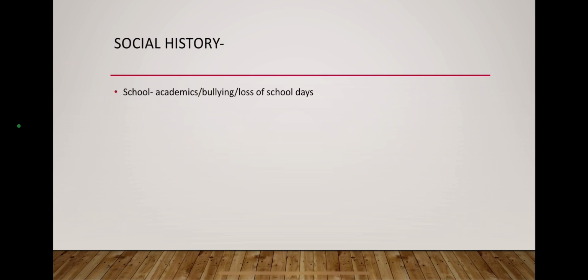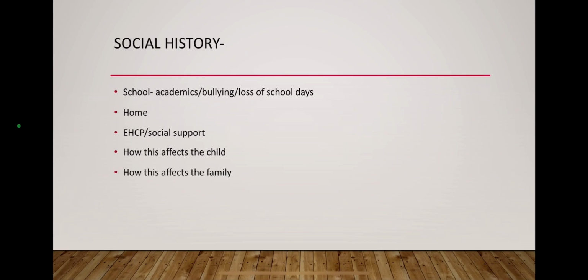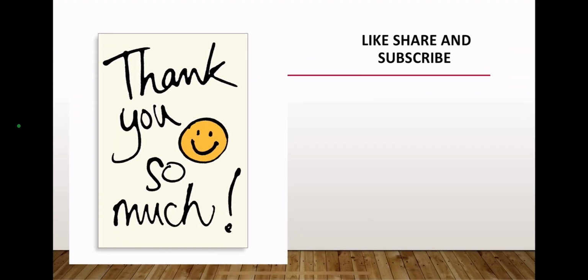Social history, any loss of school days, how is the academic going on. Is there any history of bullying because of the Cushingoid feature, virilization? How is the home condition, any education healthcare plan, any social support the child is getting? How these things are affecting the child's life and how these are affecting the family.